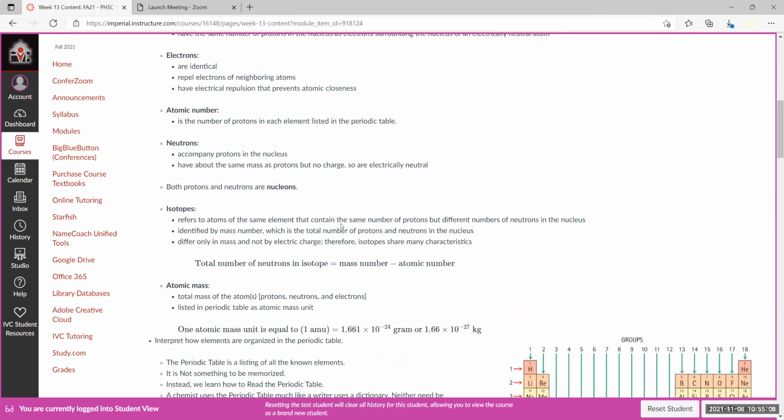Isotopes is what distinguishes it; it's the same element. For example, oxygen 15 and oxygen 12, they're both oxygen. Carbon 14 and carbon 12, they're both carbon. But one of them is heavier than the other, that's all. One of them has more neutrons than the other.